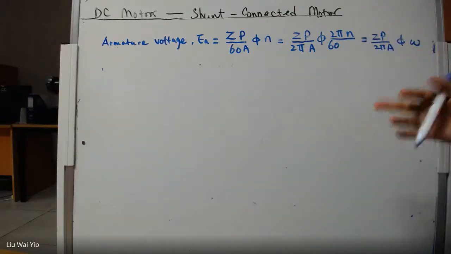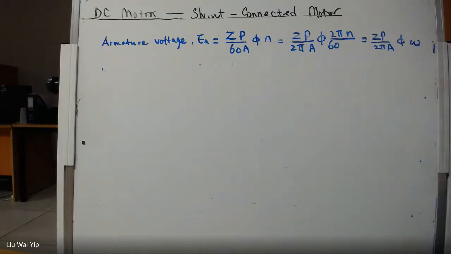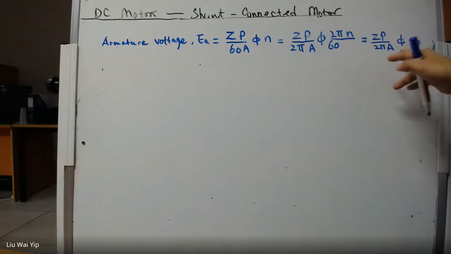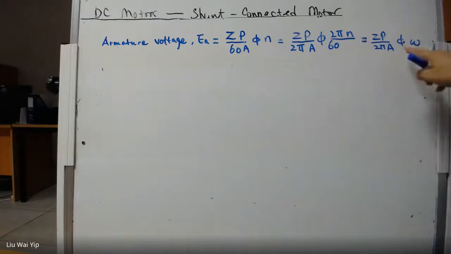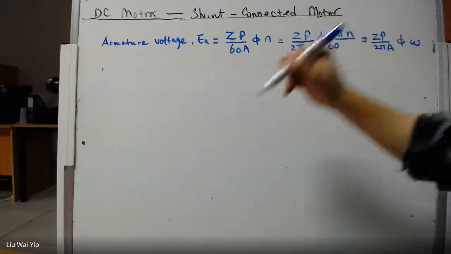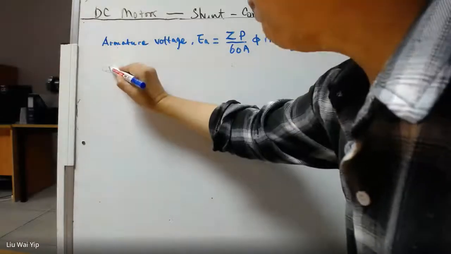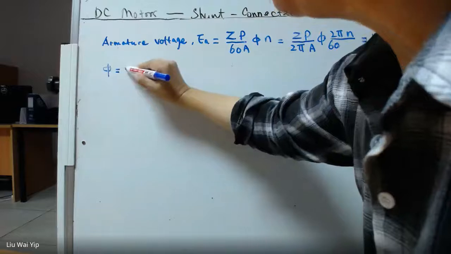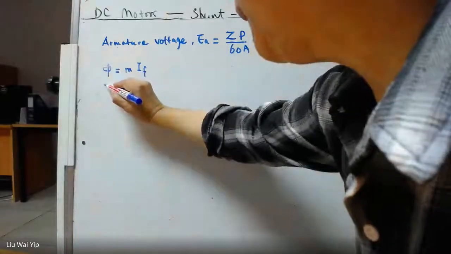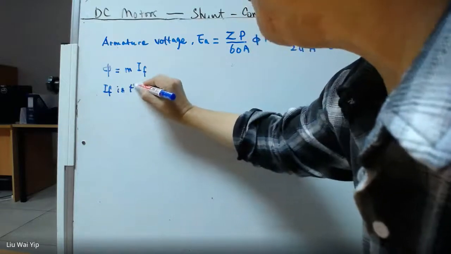2 pi is a constant. A is the number of parallel paths, which depends on the winding topology. During the operation of the motor, this parameter is not going to change. So the only thing that can change during the operation of the motor is the phi here. The phi is related to the magnetic flux per pole, and this magnetic flux per pole is dependent on the field current, and normally the flux is given by some constant times IF, where IF is the field current. So I better write this down.